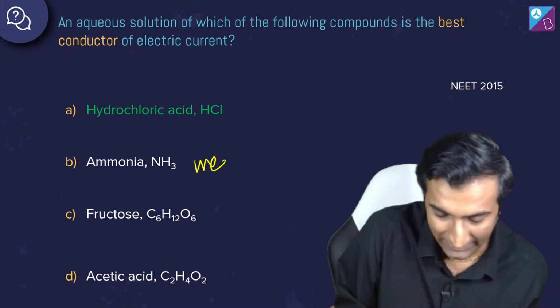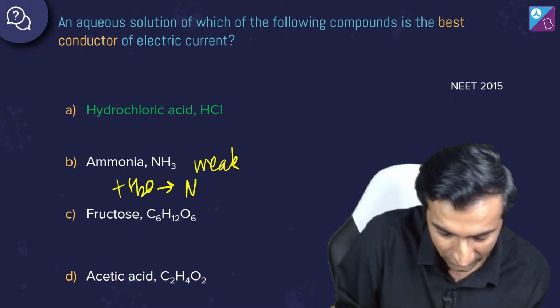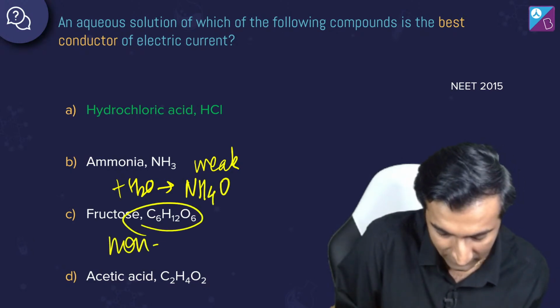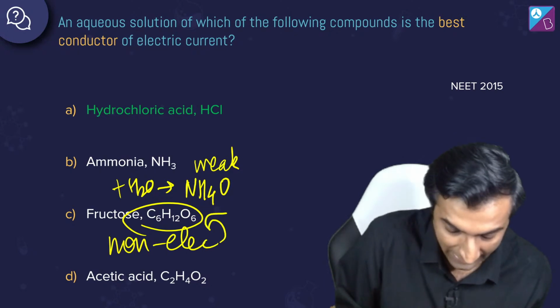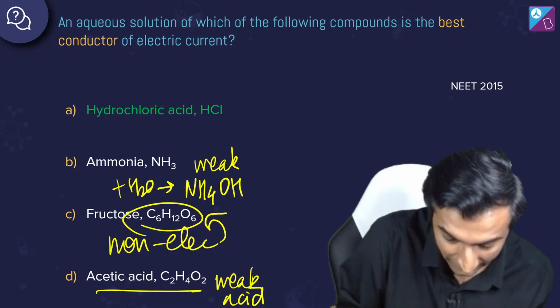अमोनिया तो यार is a weak electrolyte. We'll talk about this later on. जब इसको पानी में डालो तो बन जाता है हमारा good old NH4OH, है ना? Fructose C6H12O6, it's a non-electrolyte. इसमें तो है ही नहीं. Acetic acid also a weak electrolyte. This is a weak acid. Okay, this is a weak base.